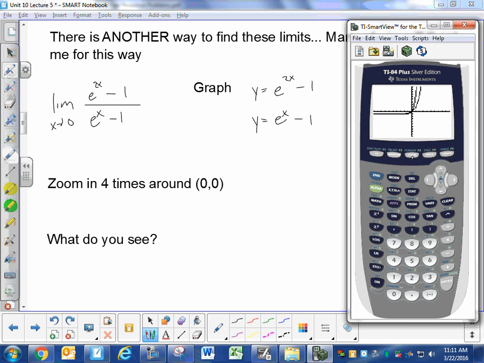Talk with the neighbor about what you see and make sure you see the same thing that they're seeing. So zoom in, enter, zoom in, enter, zoom in, enter, zoom in, enter. It's not exactly 0, 0. Wait, what? I didn't zoom. You did the same thing. Let's make sure we're typing in our equations correctly. It's e to the x minus 1, not in the power.